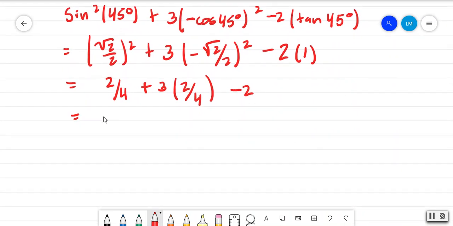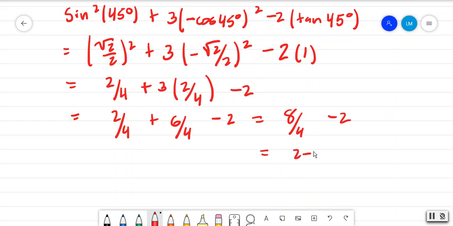Okay, so this gives me 2 over 4 plus 6 over 4 minus 2, which is equal to 8 over 4 minus 2, which is 2 minus 2, which is equal to 0. So the answer is 0. Now, of course, if you plug this into your calculator, you would have gotten the same exact thing. But it's good to see the algebra that happened.